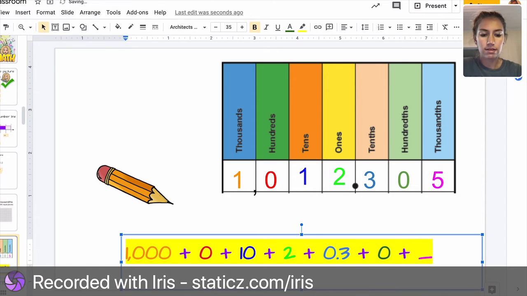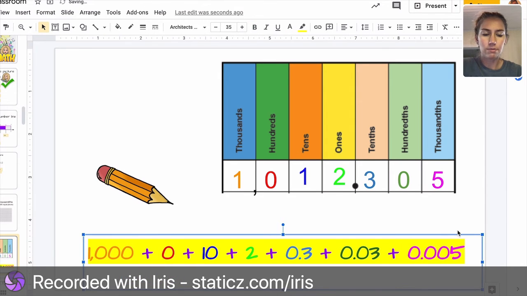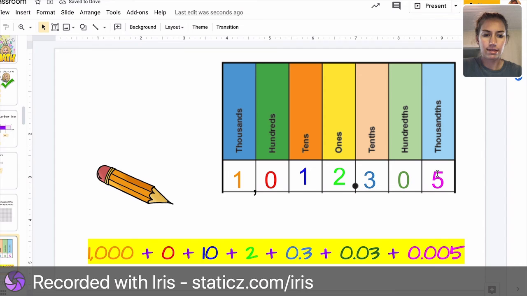So the hundredths are the second place to the right of the decimal. So I need 1, 2 places. Now thousandths, how many places is that? 3. So thousandths, I need 1, 2, 3 places to the right of the decimal. So that's thousandths.